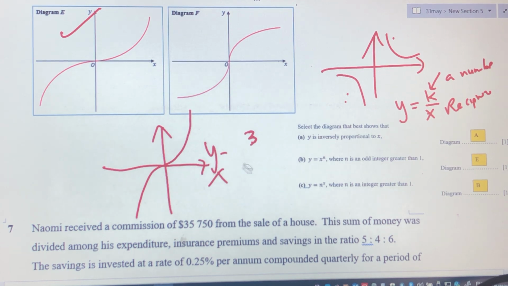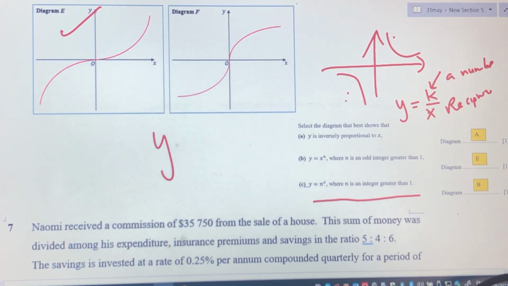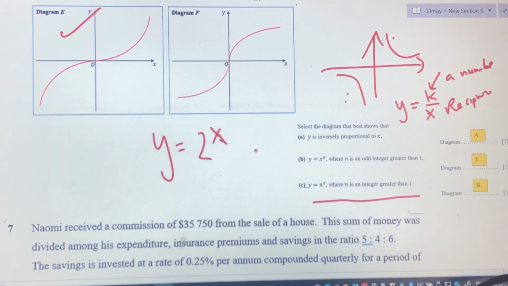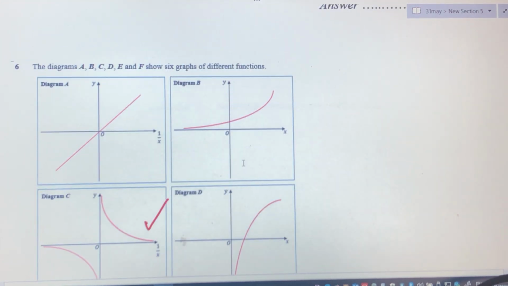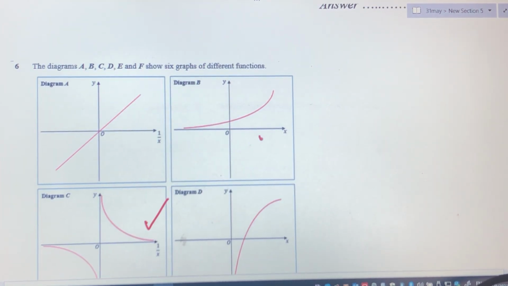Now the next part, y equals n to the power x, where n is an integer greater than 1. So y equals to maybe 2 to the power x. Isn't this the exponential graph? Okay, so we will now move on to the next part to see where and which is the graph. Isn't it B? Okay, so this is B, because this is the one that we are talking about.